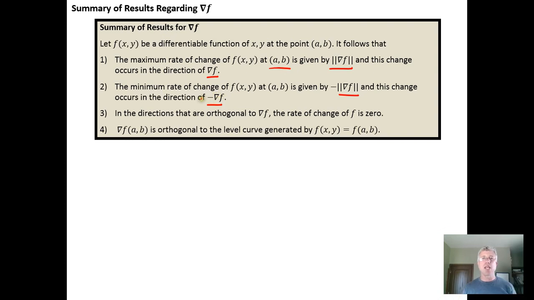And anytime you move perpendicular to the gradient vector, you're moving in a direction where the rate of change is 0. And the gradient of f is always going to be orthogonal, or perpendicular, to the level curves of f at any given point. So those are 4 big things, and we're going to discover as we move along that we can use these results to find things, for example, like tangent planes.